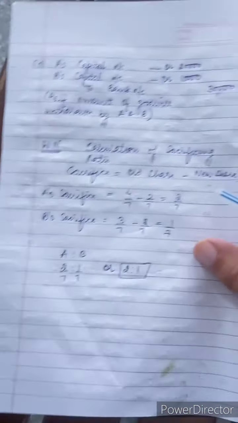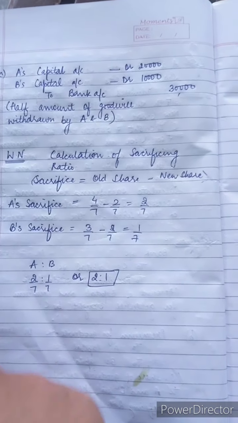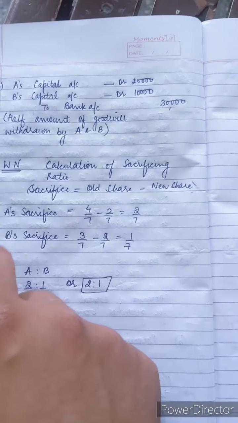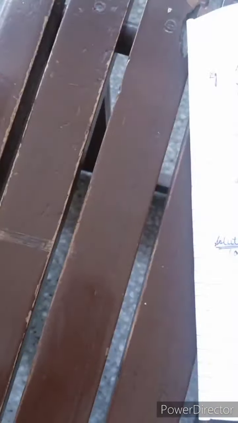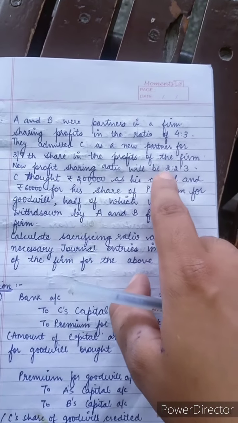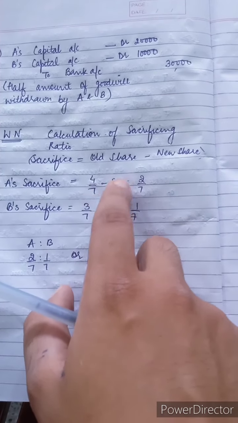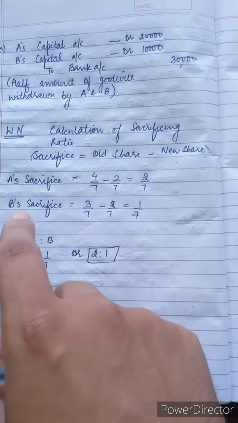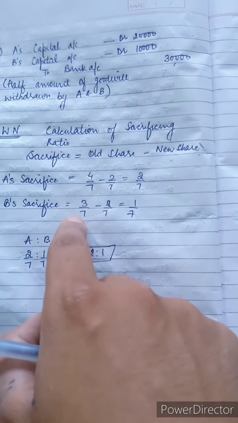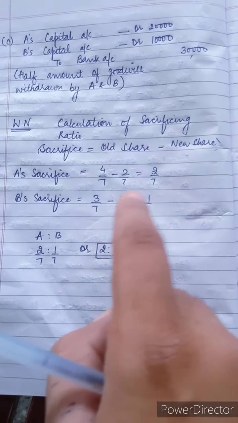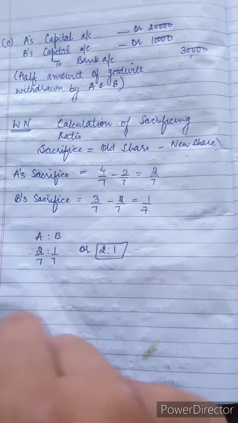So see the working note, calculation of sacrifice ratio. Formula: sacrifice equals old minus new share. So A's sacrifice, old share कितना था 4/7, new share कितना था 2/7. So old share 4/7 minus new share 2/7 equals 2/7 is A's sacrifice. Same as B's sacrifice, old share 3/7 minus new share 2/7 equals 1/7. So the sacrifice ratio of A and B is 2:1.